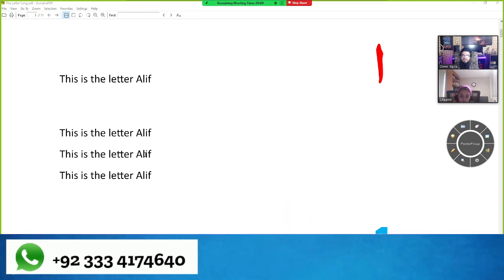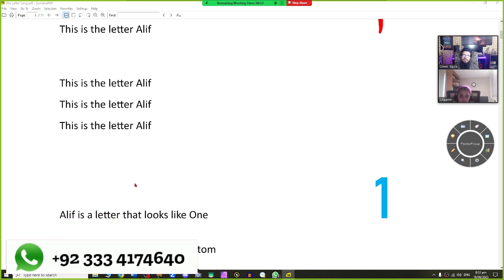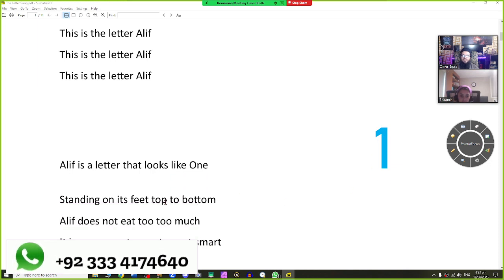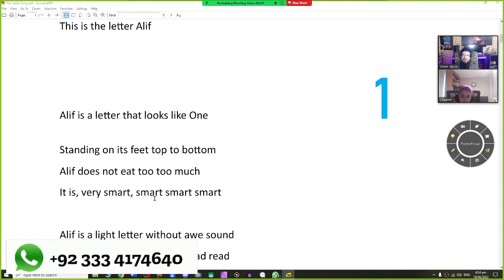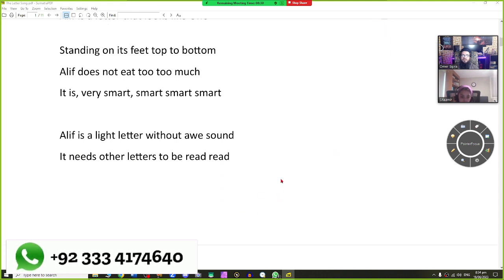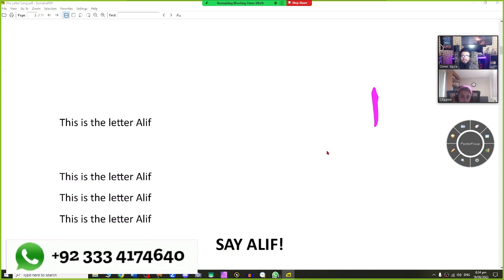This is the letter Alif. Alif is a letter that looks like one, standing on its feet, top to bottom. Alif does not eat too much. It is very smart, smart, smart, smart. Alif is a light letter with an aw sound. It needs other letters to be read. This is the letter Alif. Say Alif.